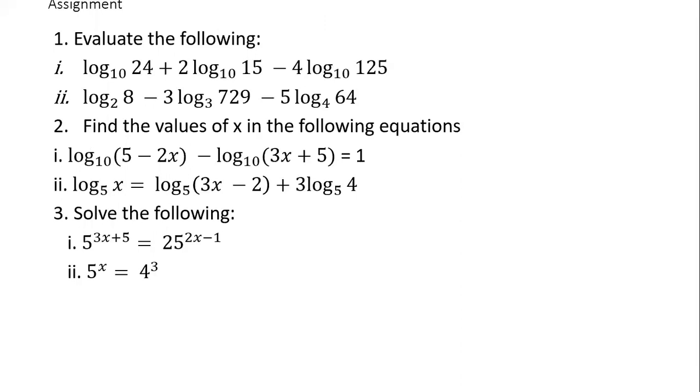You have been given some examples, now some assignments. You have 3 questions to be solved and submitted at our next meeting. You can send it to the email. So we have assignment 1: evaluate the following. We have all these, and we also have an indices question here. So let's solve them and submit them.